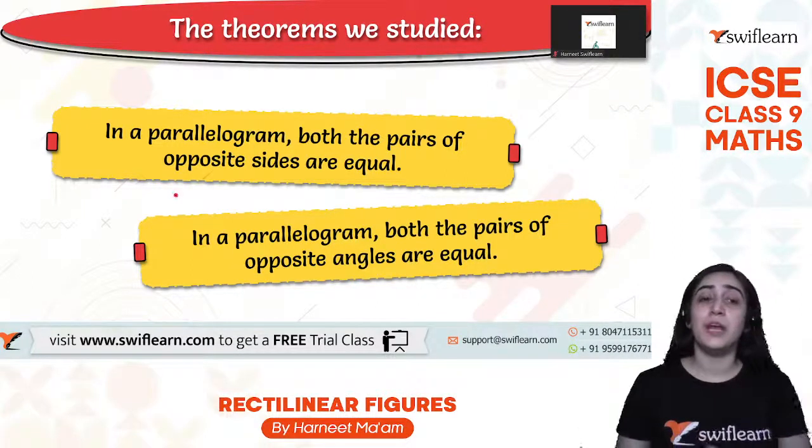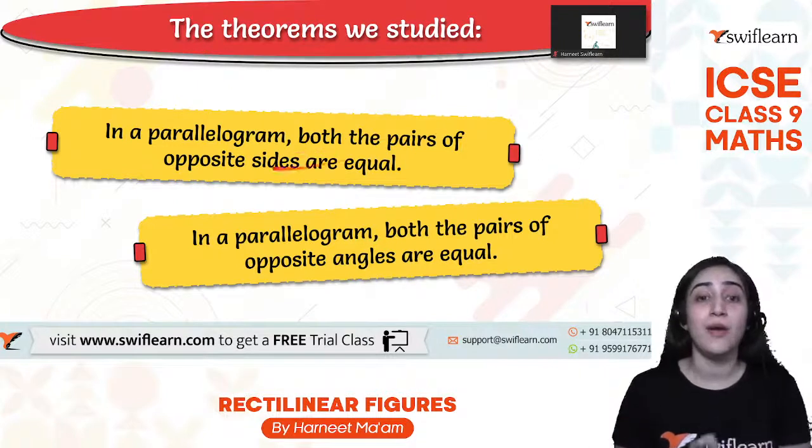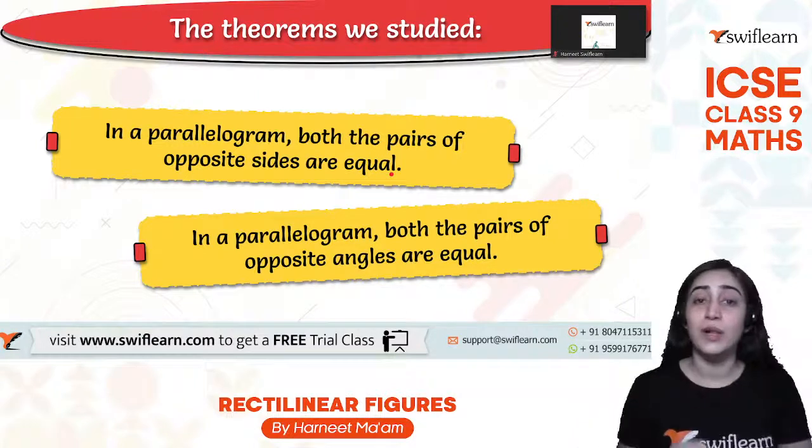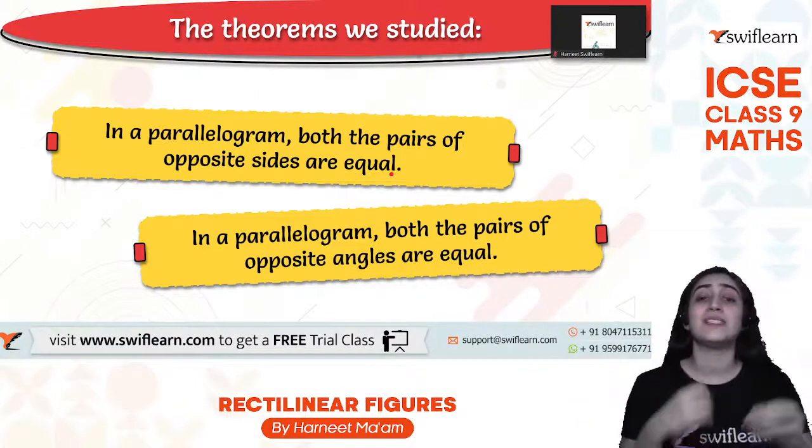One of the theorems that we learned was: if both pairs of opposite sides of a quadrilateral are equal, then we call it a parallelogram. So how are we able to do it?